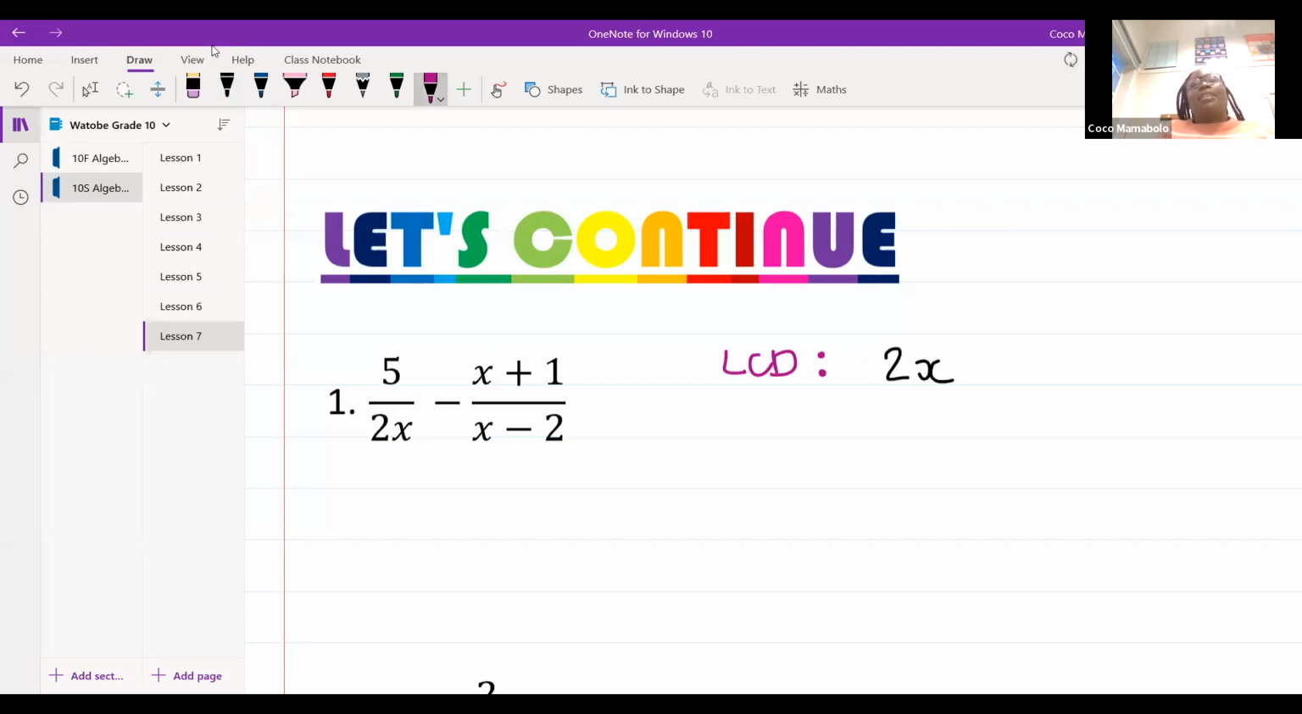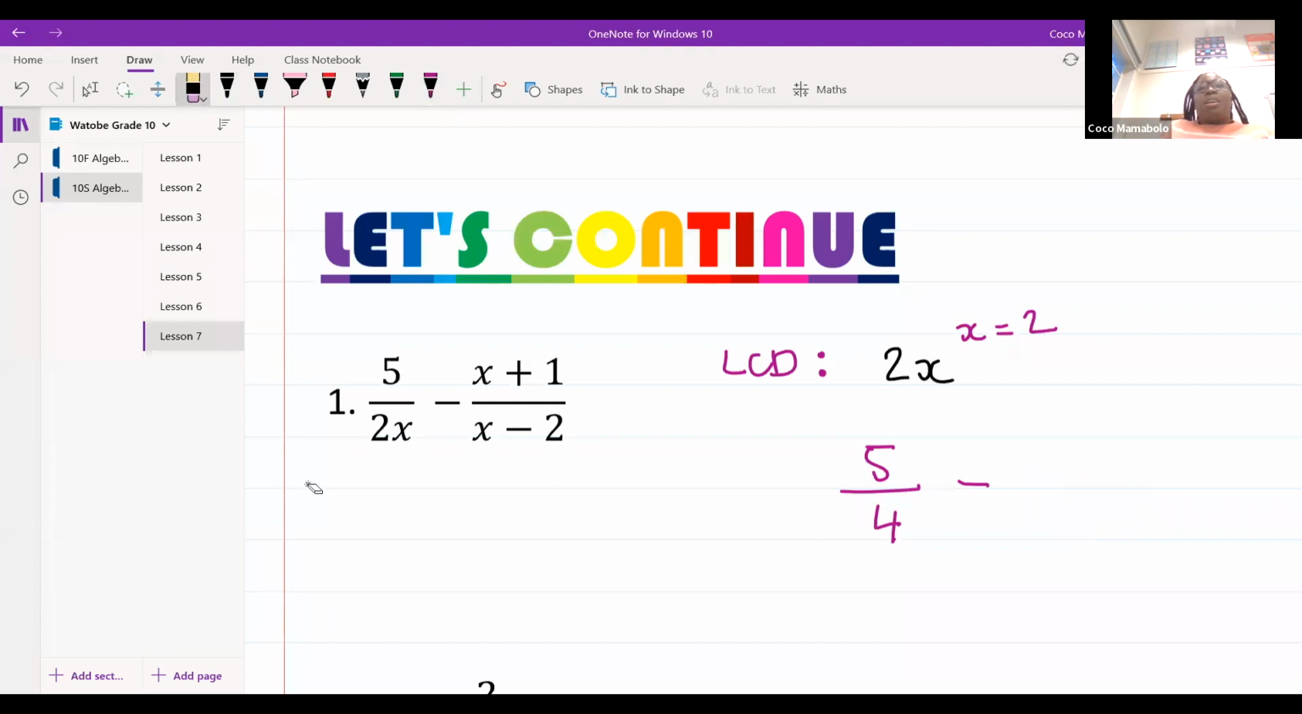If I decide that my x is equal to 2, what I'm going to get at the bottom here is 5 over 2 times 2, which is 4, minus, the top doesn't even matter at this point, x plus 1, we're only looking at the bottom. And then I'm going to get x minus 2, and I'm going to get 0. That's not going to help me. This thing is undefined.